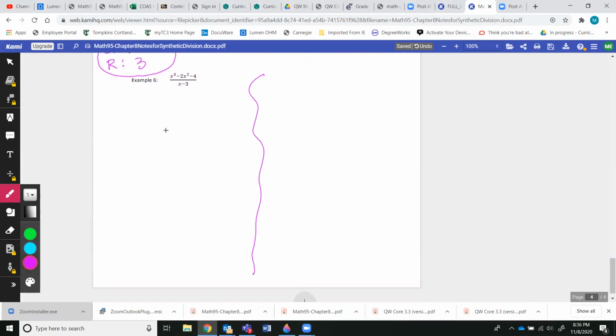If I look at this, I have x to the third minus 2x squared minus 4. I do not have a term with just x to the first power. So that's what I need to add in here. What I'm going to do is rewrite this. I'm going to think of this as x cubed minus 2x squared plus 0x minus 4. And that's what I'm going to write in here when I write in my dividend.